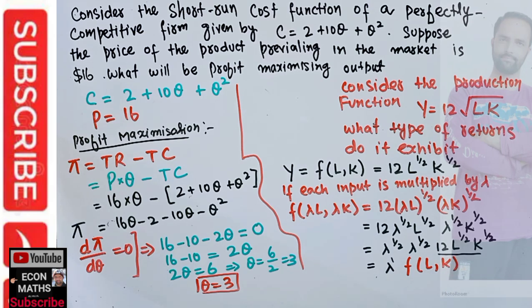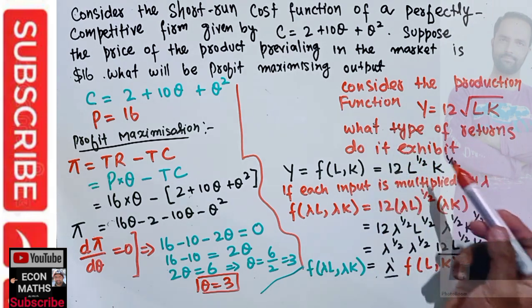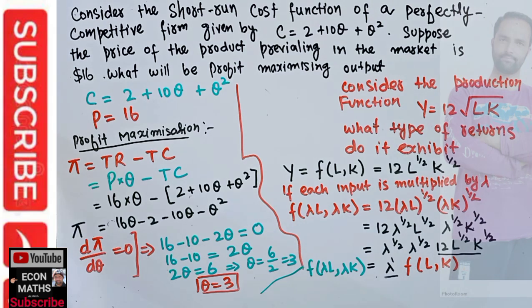Now here you can see, we have f(λL, λK). What has happened when we multiplied each input by lambda? We can see that our output has also increased by the same factor, that is lambda, and its exponent is 1, so we can say that this type of production function exhibits constant returns to scale.